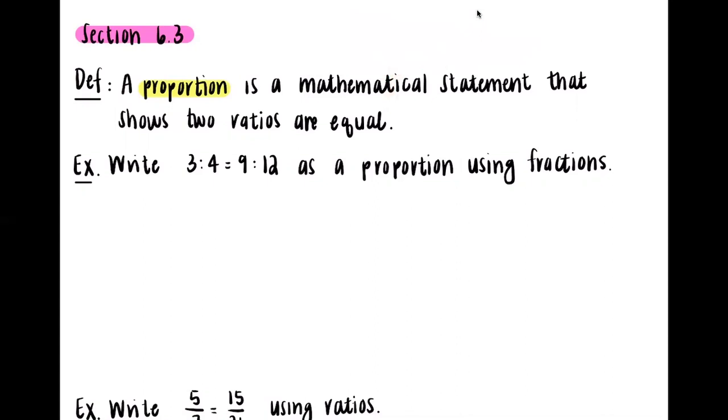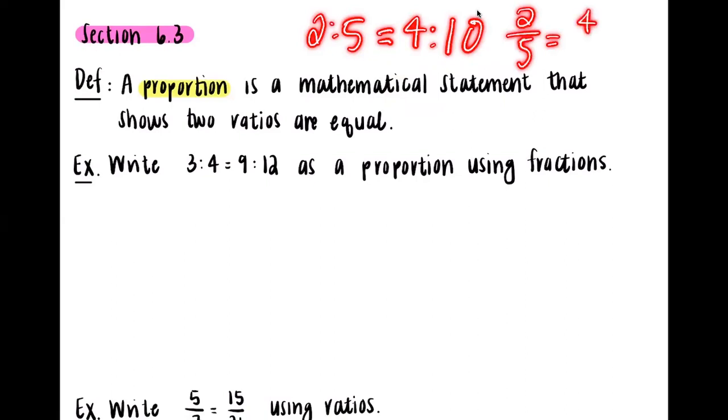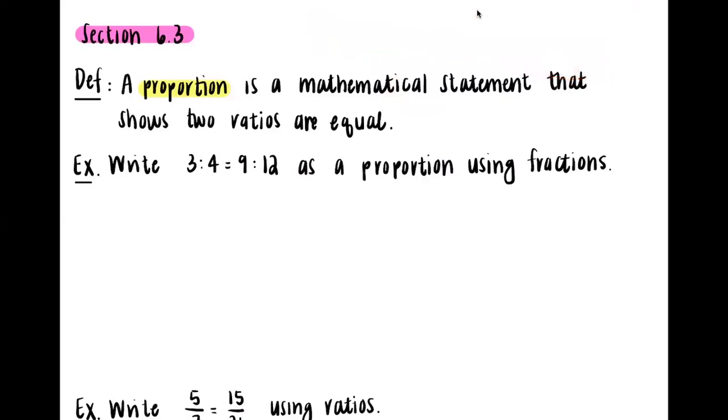And if you notice, it goes back to just equivalent fractions because remember, 2 to 5 equals 4 to 10. Well, if we write that as a fraction, that means 2/5 is equal to 4/10. And these are equivalent fractions. So that's something that can help you stay on track.